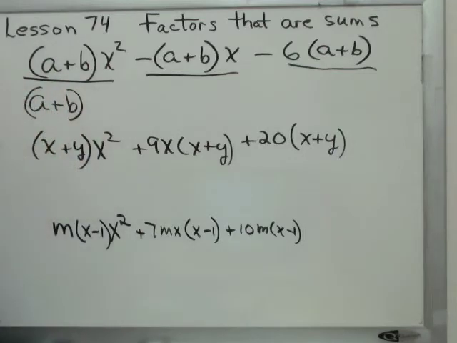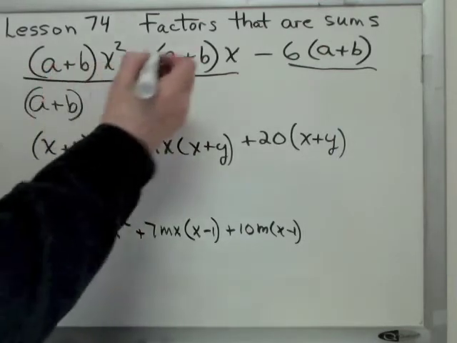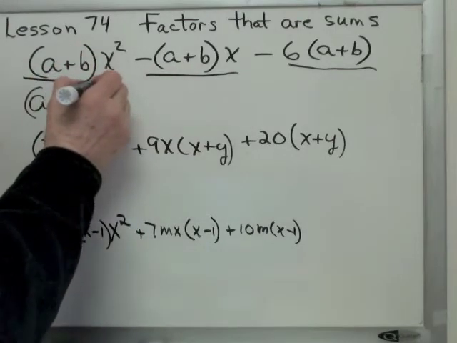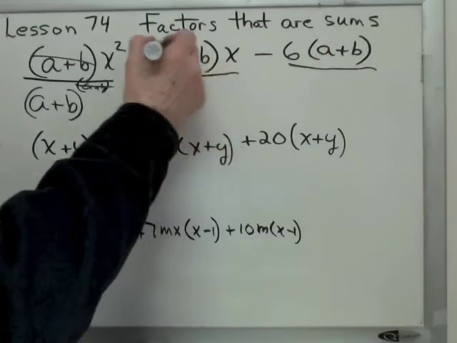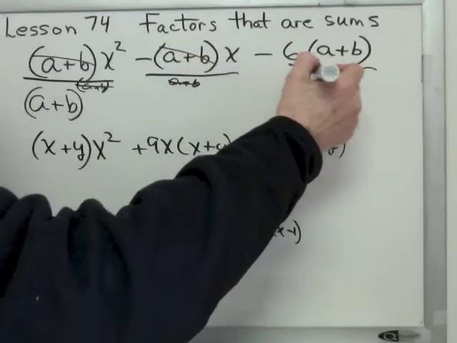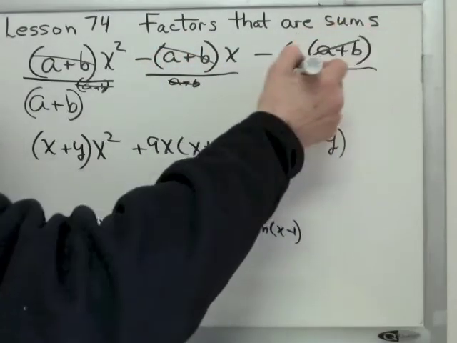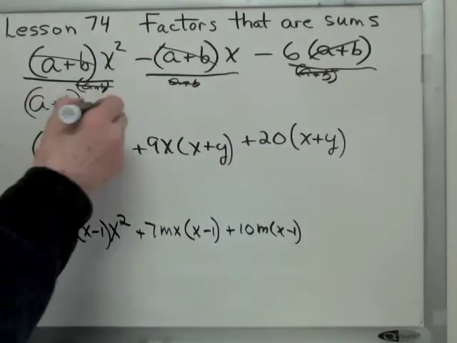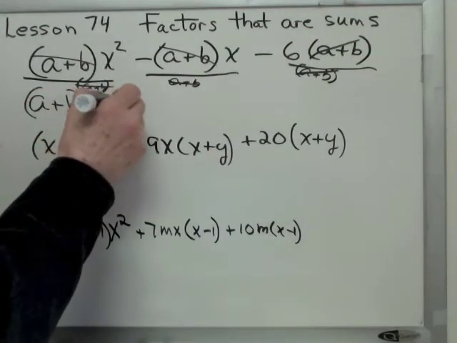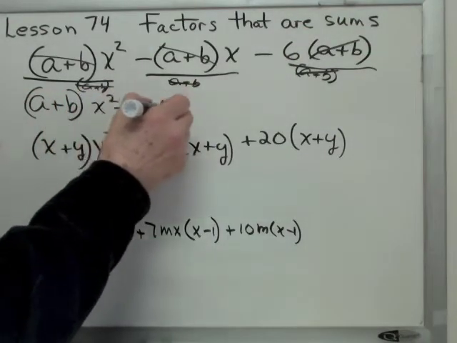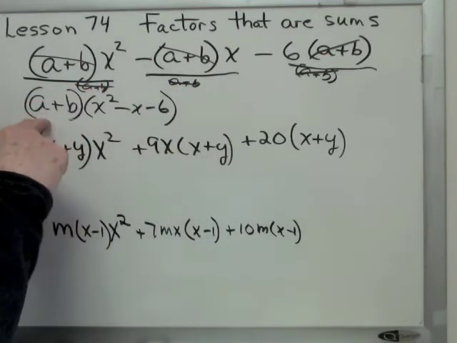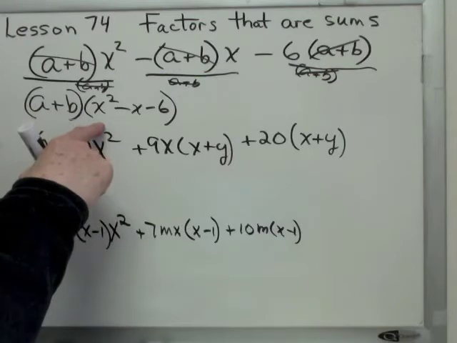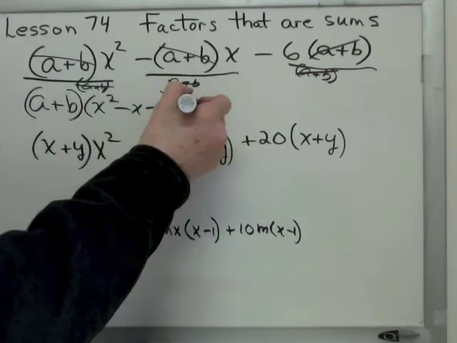So if I common factor that out, or divide each part by a plus b, what happens? A plus b, a plus b. I divide that out. What happens? I get x squared minus x minus 6. Put that in a bracket. This is your answer. A plus b times the quantity x squared minus x minus 6.